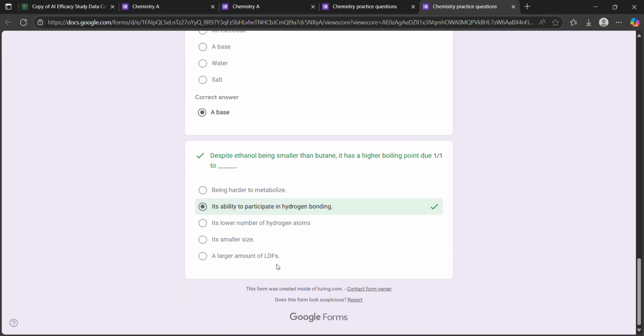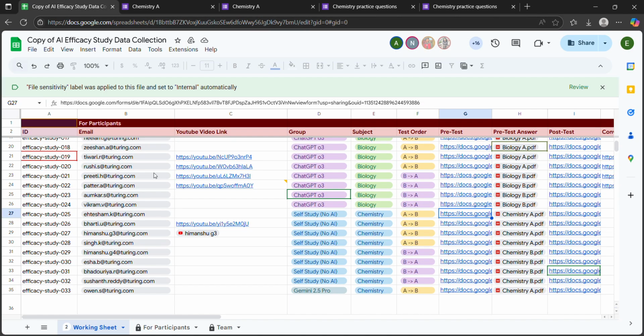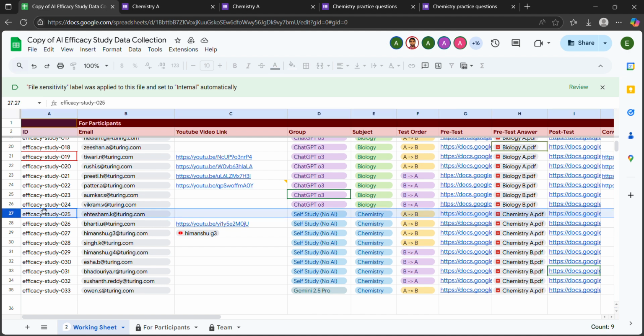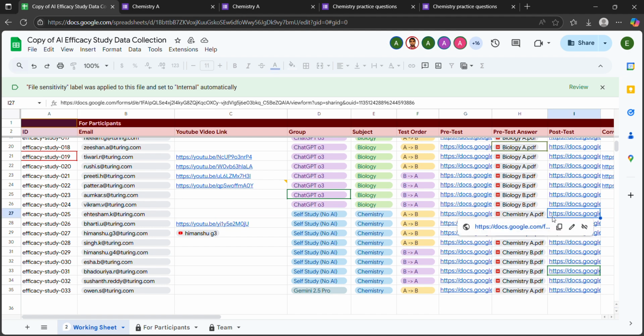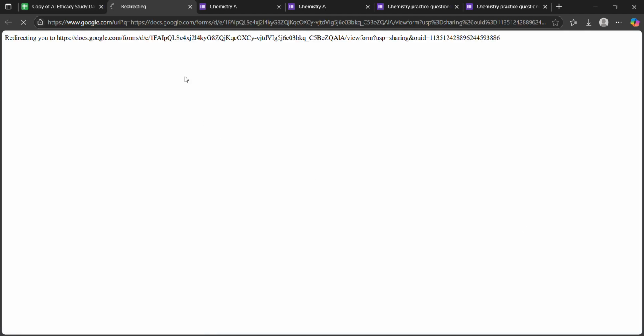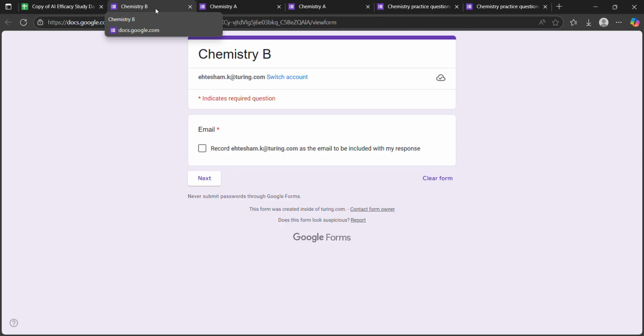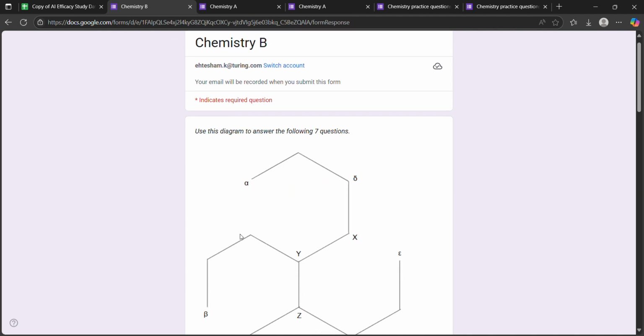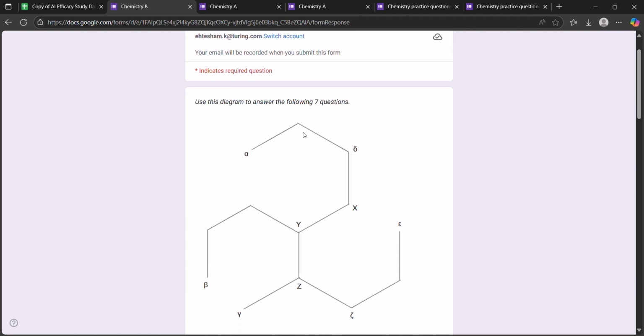So now let's move on to the post test and test ourselves on how we do in this. Okay, use this diagram to answer the following 7 questions.